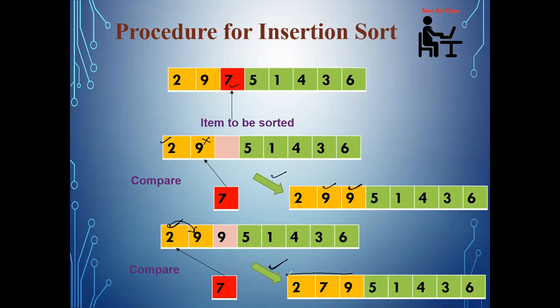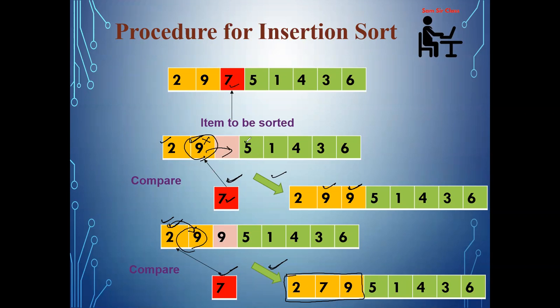So 3 values have come to the sorted section. Okay, so the shifting will be done only when this element is less than or equal to the left hand side element, and there must be some value on the left hand side. In other words, for any value you want to compare, there must be some value on the left hand side, and that value should be greater than the compared value. Then I'll shift this one to the right.